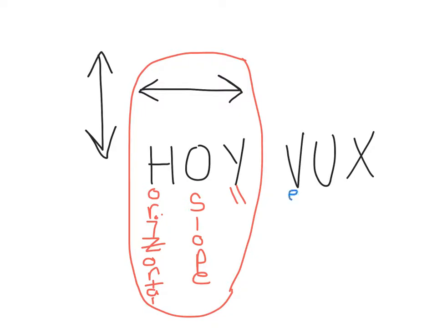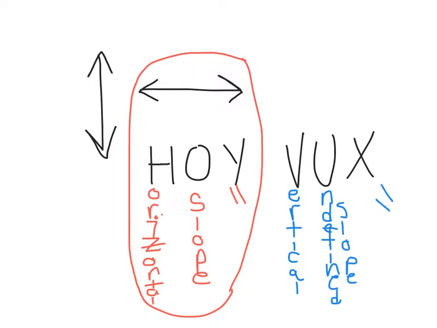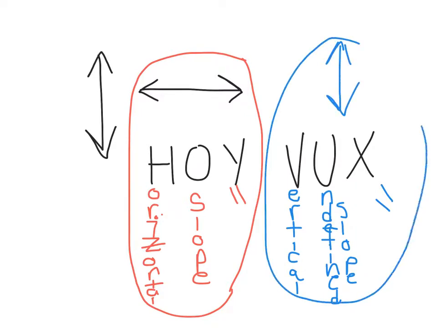The VUX stands for vertical, undefined slope, and they come in the form x equals, and vertical lines are the ones that go up and down. So if you have, I don't know, y equals 6, that would be a horizontal side-to-side line. But if we had x equals 6, that'd be an up and down line. So now that you have this in mind, let's go look at number 1.